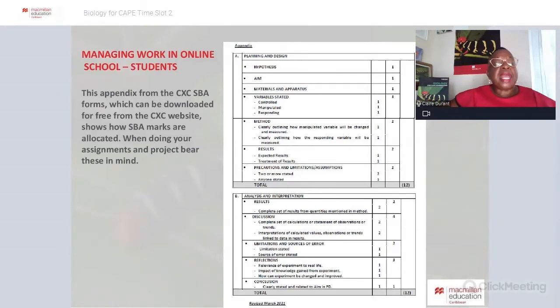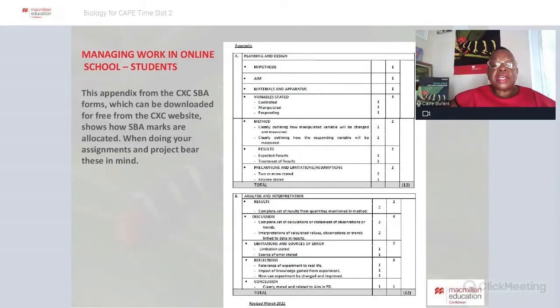So this is the appendix from the CXC SPF form, which I said can be downloaded from the CXC website. When you are doing your experiments, for example, planning and design is a skill that is being assessed. You know that for the hypothesis you get 1 mark, for the aim 1 mark, for writing out your materials and apparatus or putting in a little diagram of it, that's 1 mark. The variables stated, you see there control, manipulation, responding, a mark is allocated there.